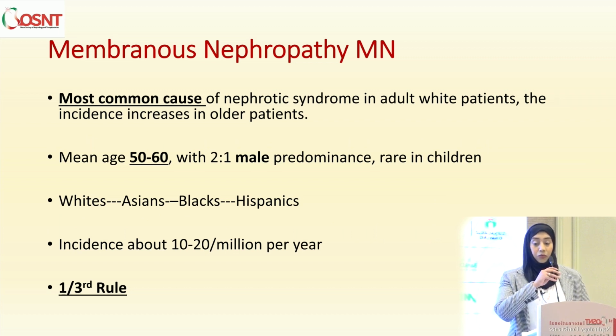So, membranous nephropathy is the most common cause of nephrotic syndrome in adults, as you all know. It is more common in males, with predominance in whites, and rare in children. And membranous nephropathy has been known as the disease with the 1/3 rule.